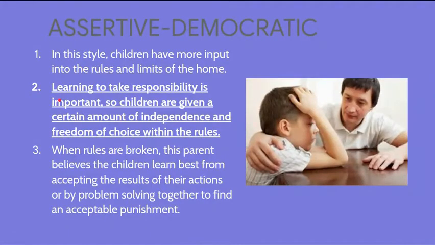The second style we're going to look at is the assertive democratic. In this style, children have more input into the rules and limits of the home. It gives them a sense of ownership, that they know what's going to happen if they break a rule. In fact, they've actually come up with some of the consequences to follow when rule breaking happens. They learn to take responsibility. That's really important to this parenting type. It's to understand that their children do need to have responsibilities that are age appropriate. So children are given a certain amount of independence and freedom of choice, but all within the rules.